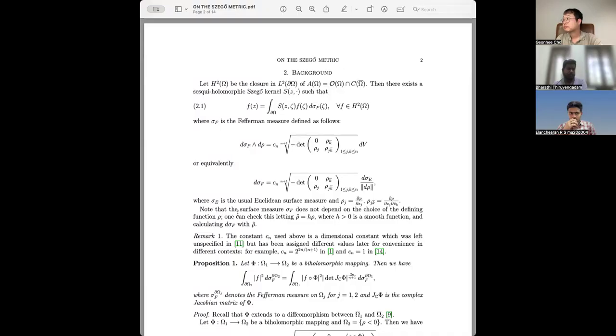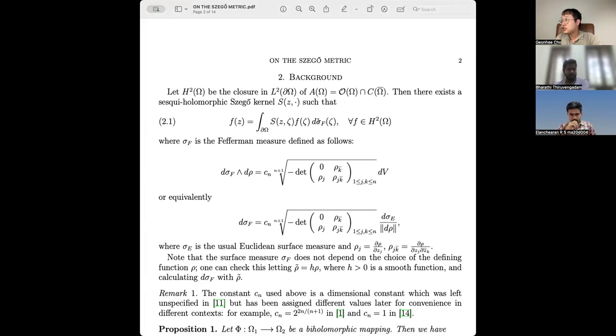When you look at the definition of this measure here, I assume you can see my cursor, this sigma sub rho is defined in this way, where rho is the defining function. If this rho is not strongly pseudoconvex, this definition doesn't make sense. It uses strong pseudoconvexity. Therefore, the Fefferman measure doesn't make sense for general bounded domains, whereas the Szego kernel is always well defined for any bounded domain in C^n. So this is tricky and subtle.